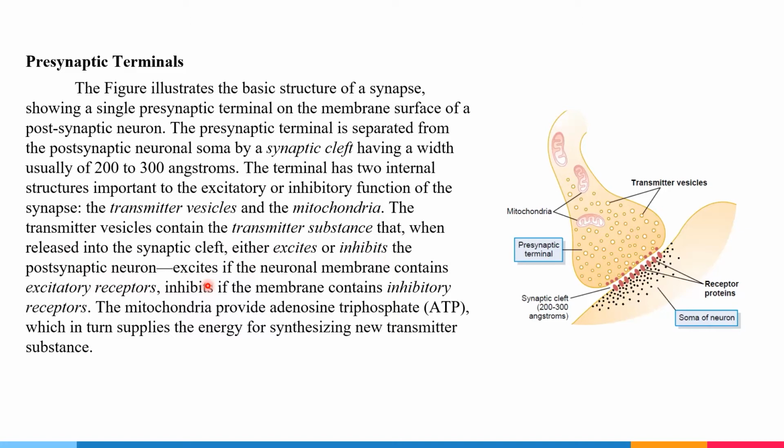The neurotransmitter will excite the neuronal membrane if the neuronal membrane contains excitatory receptors, and inhibit the membrane if it contains inhibitory receptors. The mitochondria provide adenosine triphosphate, that is ATP, which is the energy currency of the cell, which in turn supplies energy for synthesizing the new transmitter substance. And thus, these two, that is the transmitter vesicles and the mitochondria, go hand in hand in order for transmission of nervous signals.